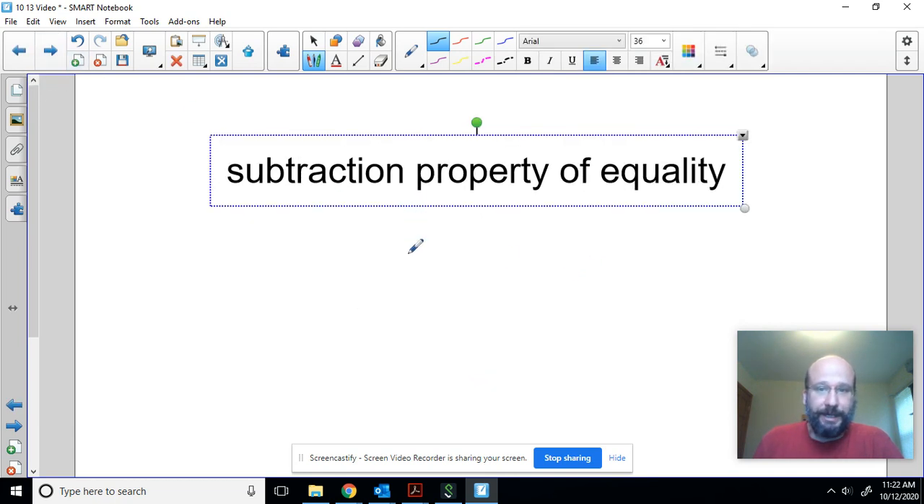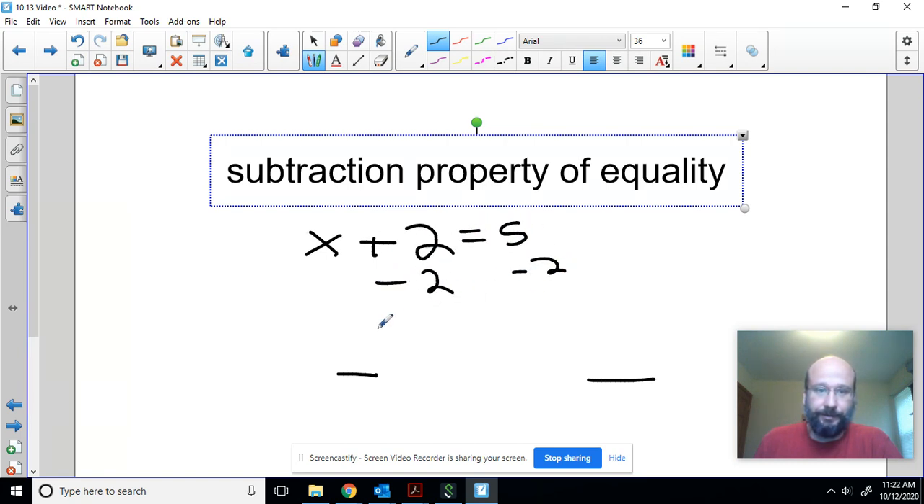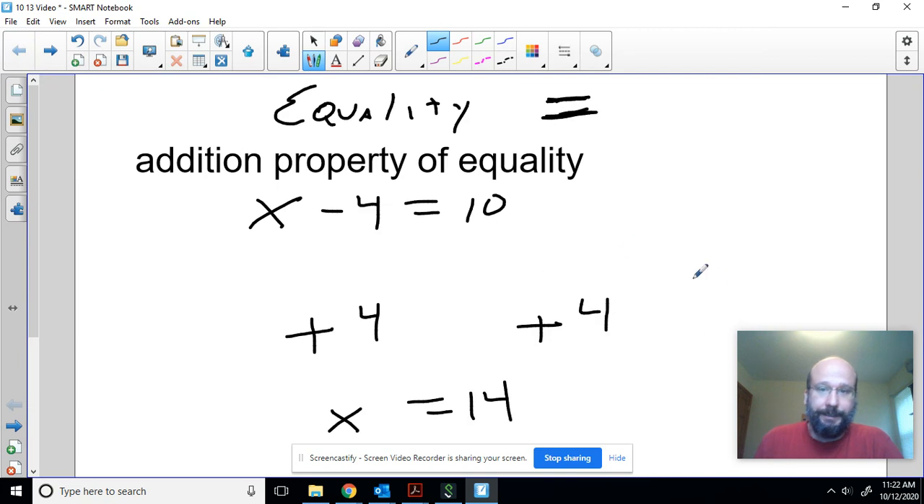So the subtraction property of equality would be subtract on both sides of an equal mark, equal sign. So the problem would be x plus 2 equals 5. And you would subtract 2 from both sides. So x equals 3. So again, this step is this property because you're doing it to both sides of an equal mark. This step where you add 4 on both sides is the addition property of equality.